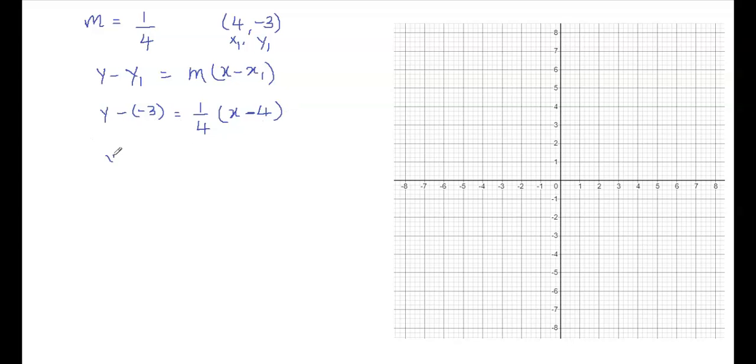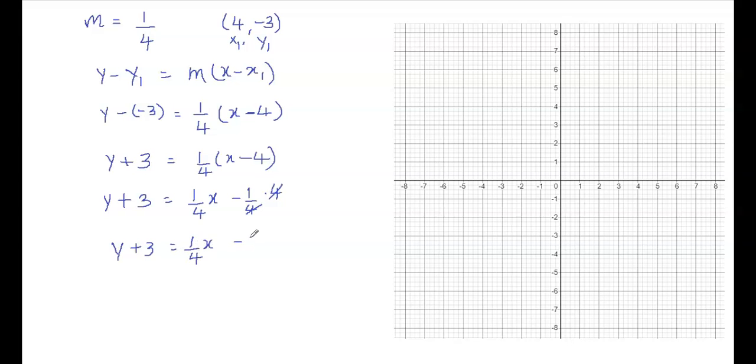Now we're going to simplify this equation, so negative times negative is going to give me positive, so this is y plus 3 is equal to 1/4 (x minus 4). Now I'm going to distribute this 1/4 inside the parentheses. So this will be y plus 3 is equal to 1/4 times x is 1/4 x, and then I have a minus sign in between, and then 1/4 times 4. Basically this 4 and this 4 are going to cancel out each other, and I'm only left with 1 here. So this will be y plus 3 is equal to 1/4 x minus 1.